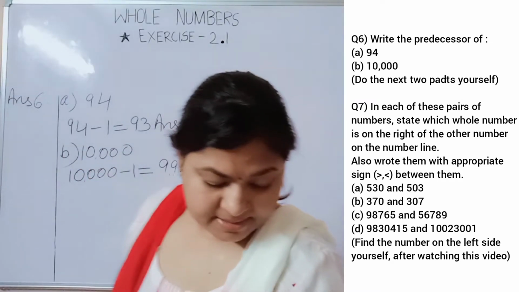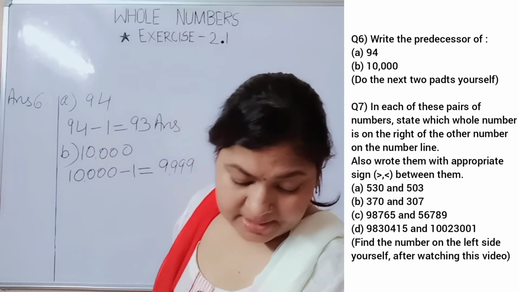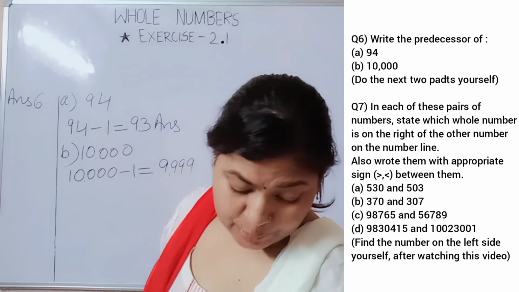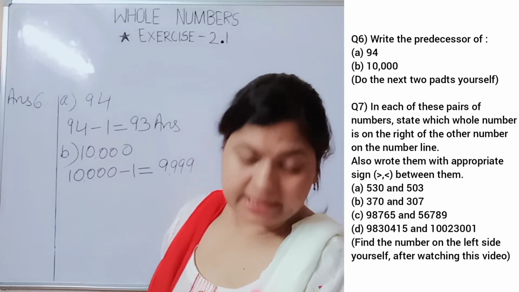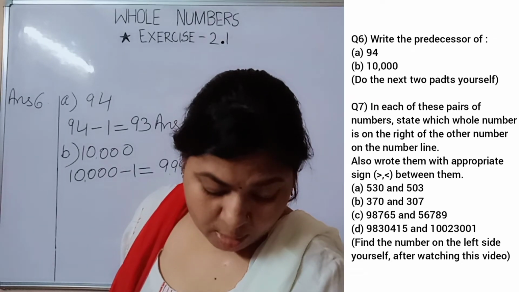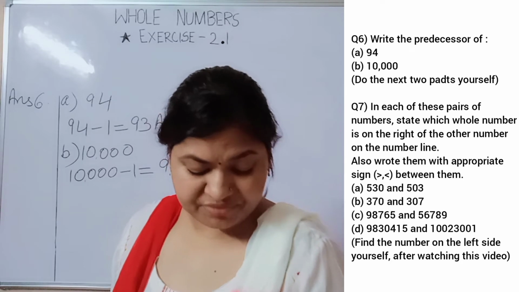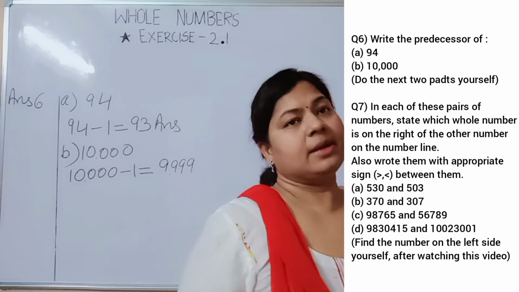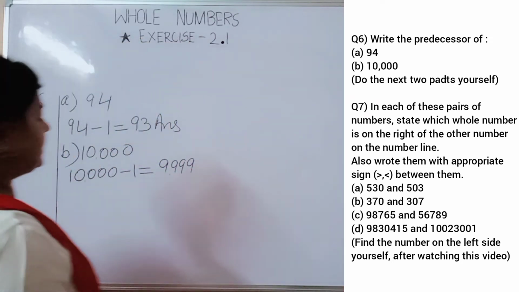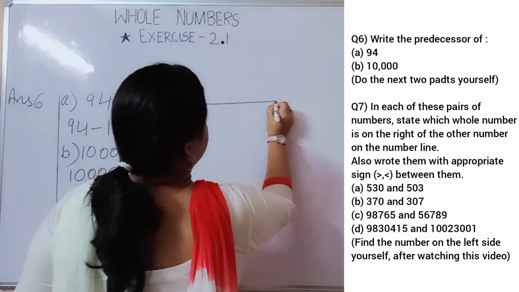Now the next question is: in each of the following pairs of numbers, state which whole number is on the left of the other number on the number line. Also write them with the appropriate sign, greater than or less than, between them. Before starting this question, I would like to draw a number line so that you will understand easily. This is your number line.